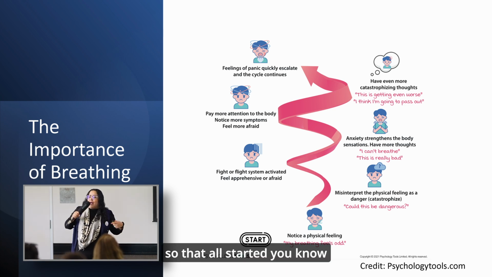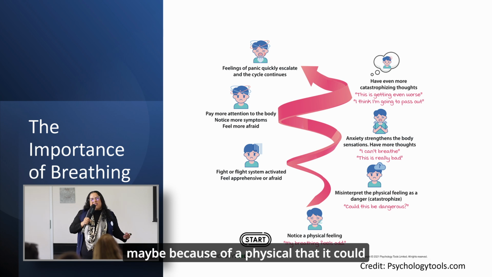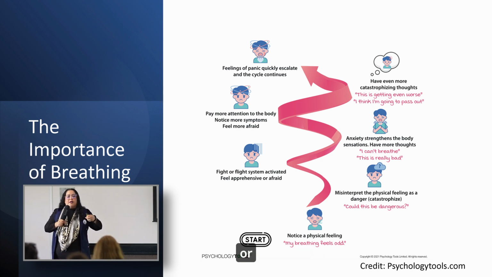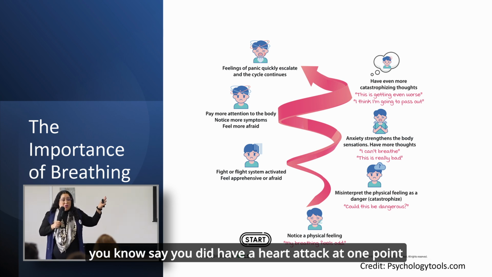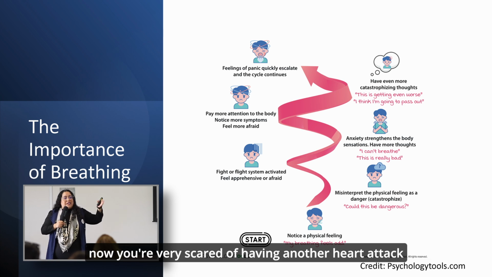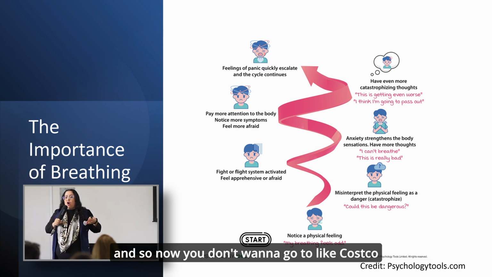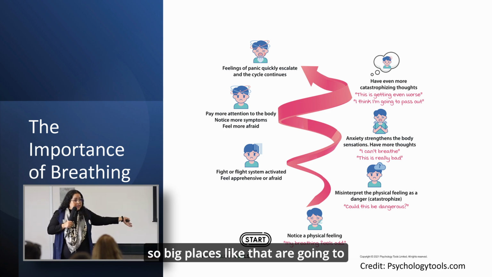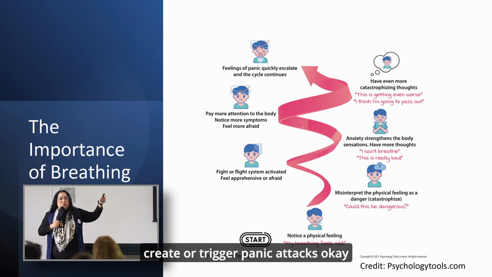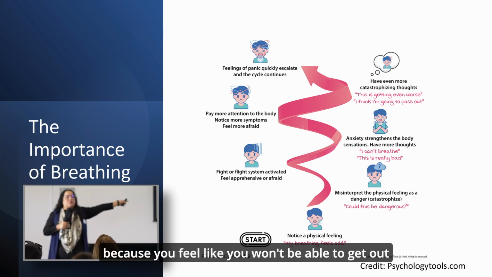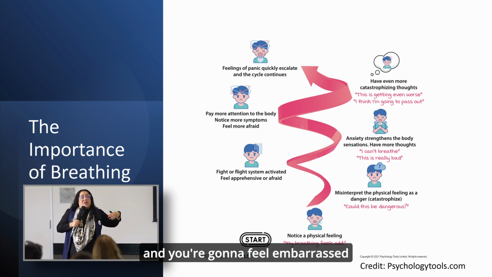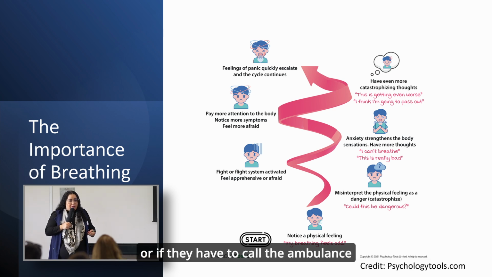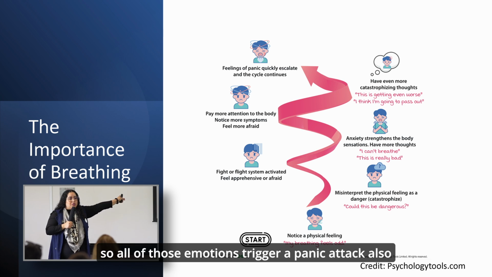Okay? So that all started, maybe because of a physical sensation. It could get started by a lot of things, a thought or a physical sensation, or say you did have a heart attack at one point, right? And so now you're very scared of having another heart attack, and you don't want to go to Costco, for example, because you're thinking I won't be able to escape from Costco. Big places like that can trigger panic attacks, because you feel like you won't be able to get out, and you're going to feel embarrassed and cause an inconvenience for others. You're going to feel very embarrassed if you faint or if they have to call the ambulance. So all of those emotions trigger a panic attack.